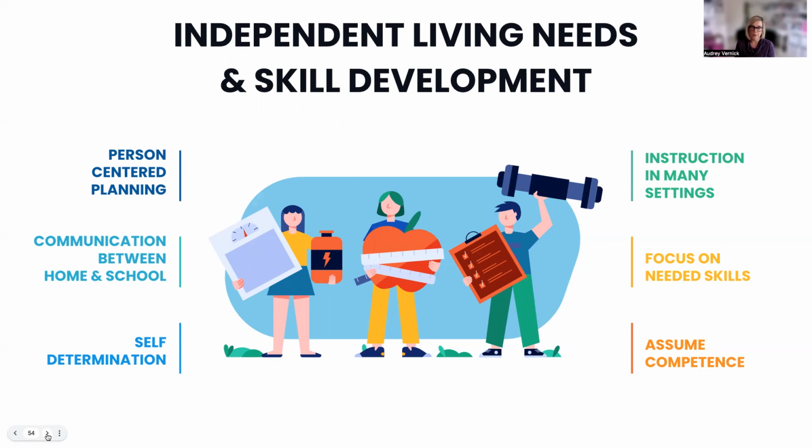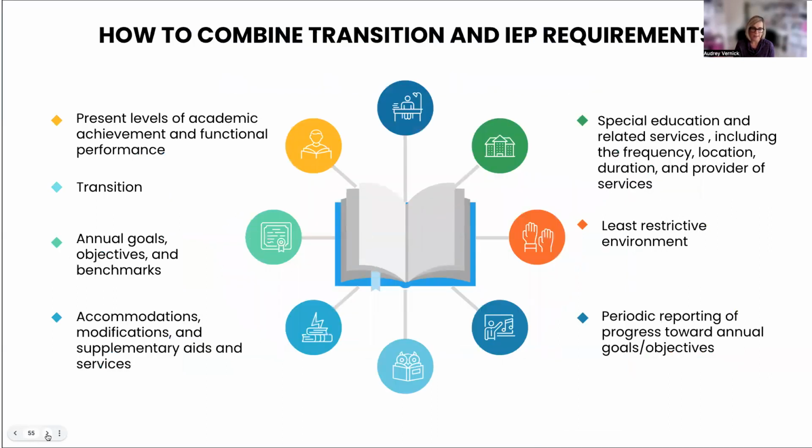Are we using self-determination or supported self-determination? Are we providing instruction in many settings? Because remember, consider a student with just a behavior issue. Maybe they do fine in Miss Jones's class, right? But then they're going to go to an adult setting, an adult day program, or the YMCA, or horseback riding, or riding public transit, and they fall apart, right? So we need to start practicing in many different settings the skills they will need. We really need to focus on the needed skills, but also presume competence, presume that they are capable of mastering this with the right instruction and the right practice.